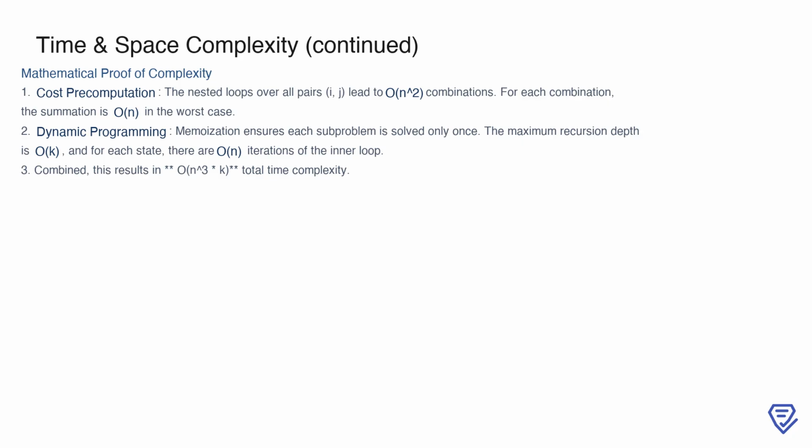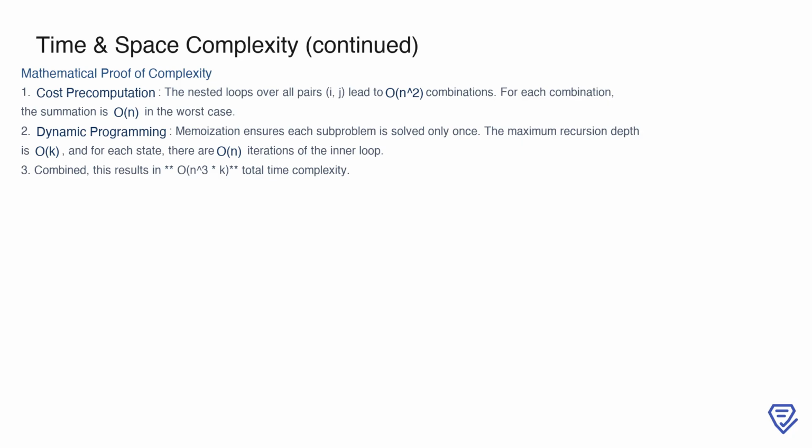The mathematical proof of the complexity solidifies our understanding of where n cubed * k arises. First, during cost precomputation, the nested loops over all pairs i, j, result in O(n squared) combinations. For each combination, summing distances requires O(n) in the worst case, leading to O(n cubed) for this step.